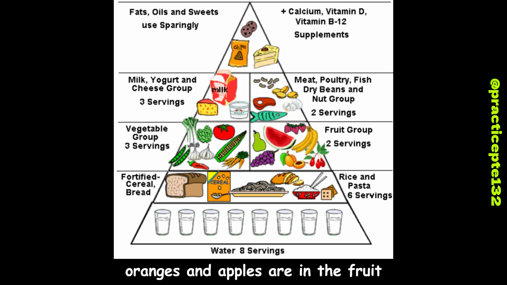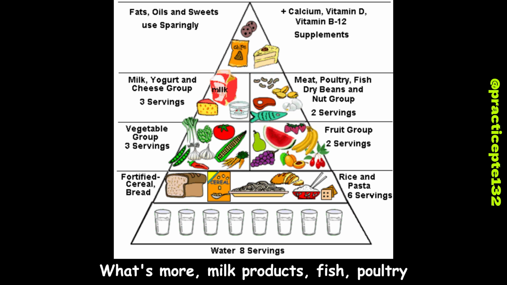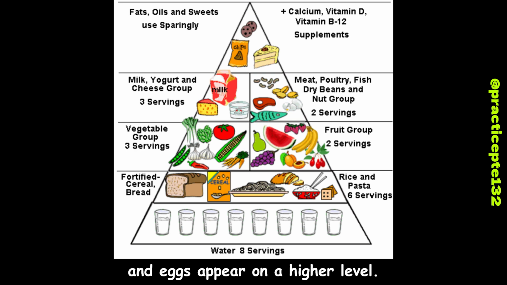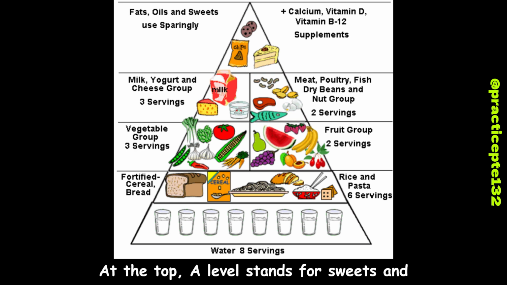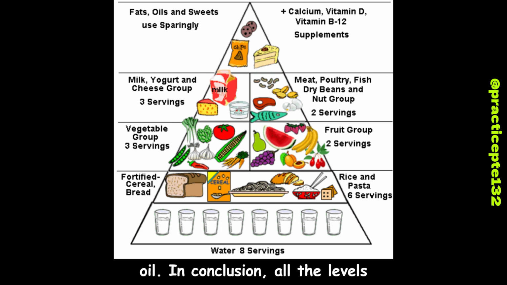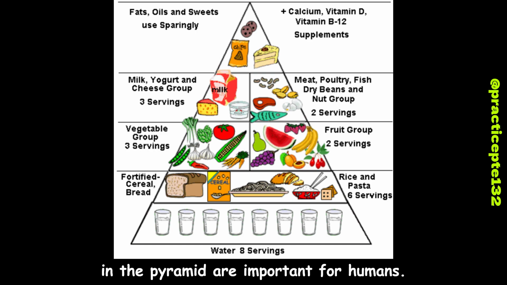Grapes, oranges, and apples are in the fruit section, and broccoli, potatoes, and carrots are in the vegetable section. What's more, milk products, fish, poultry and eggs appear on a higher level. At the top, a level stands for sweets and oil. In conclusion, all the levels in the pyramid are important for humans.